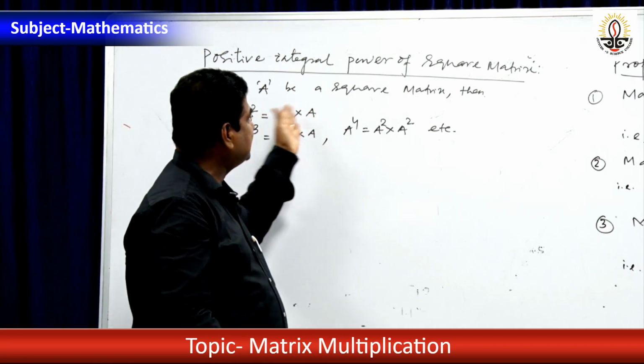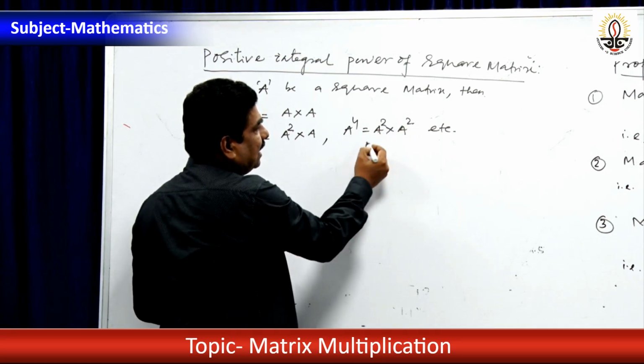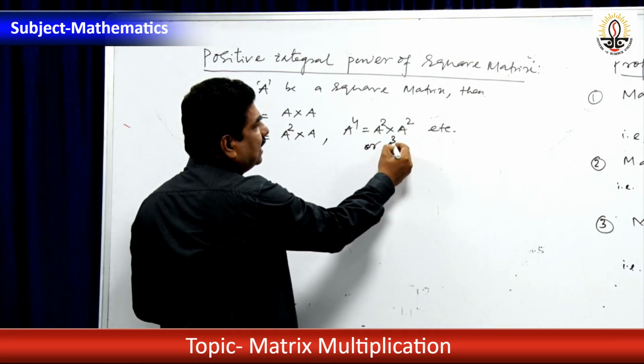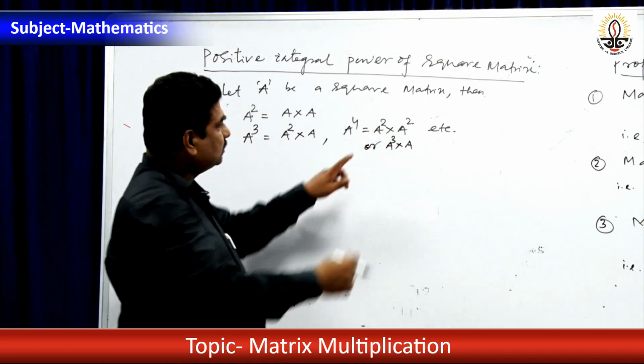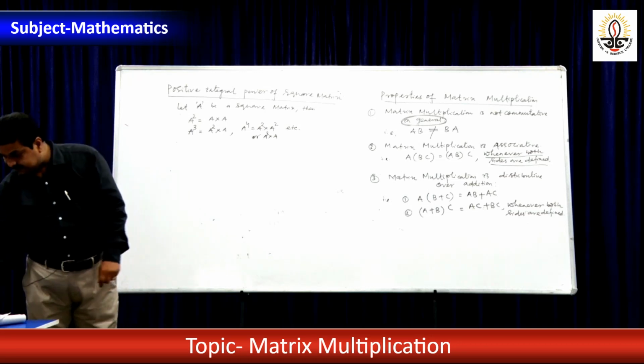Again we can write this as A square into A square, or we can write this as A cube into A. So this is equal to A to the power 4. I will solve one question regarding this.